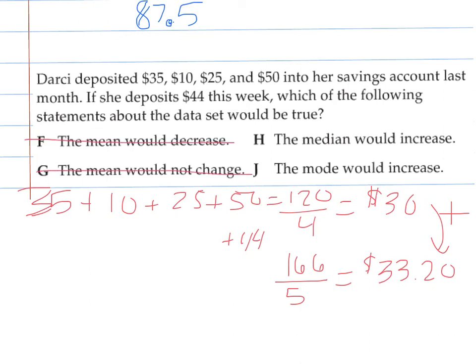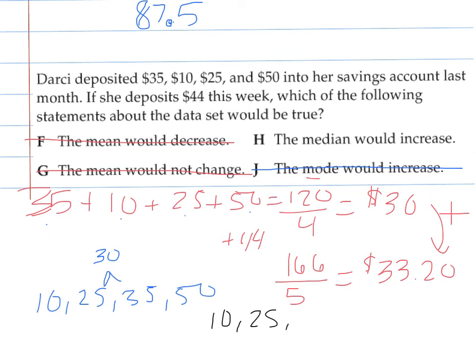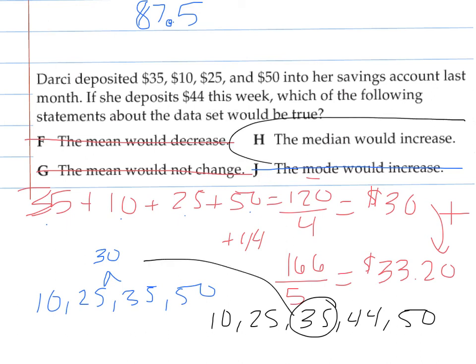So then we look, is the mode? Well, none of these numbers repeat, so therefore there is no mode. The mode still does not increase. Leaving the median, we can order them least to greatest. So we do 10, 25, 35, 50 the first 4 weeks. Her median would have been 30. Whereas after the next week, if we reordered them with her new deposited amount, her middle number would be 35. So it increased, making H our answer.